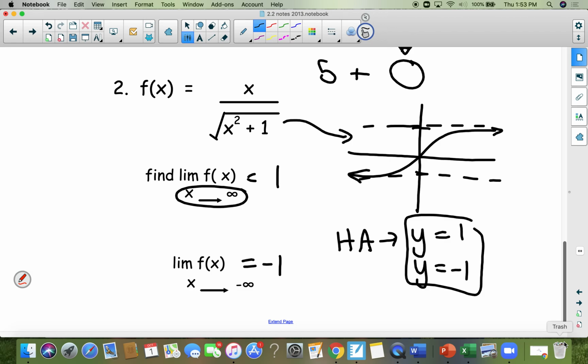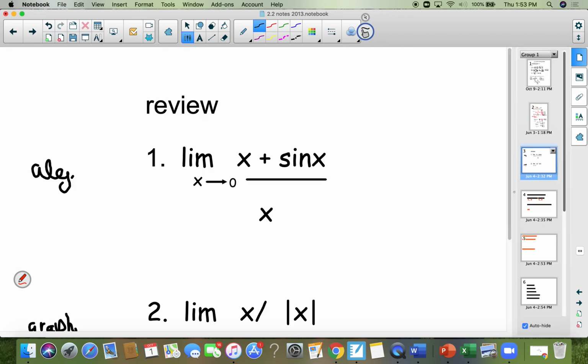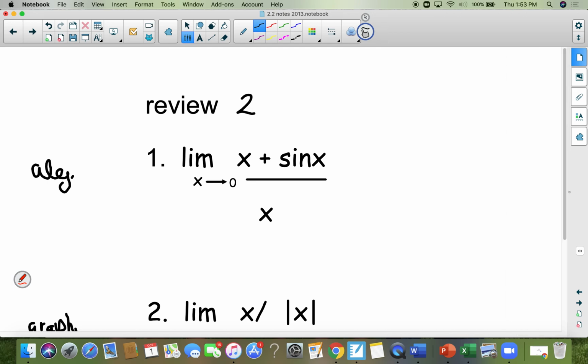Okay, now the next one, I think we just did this one. Just a review. Okay, so now this is from 2.1. I don't know why I'm throwing this in here, but I'm going back to 2.1. We have been studying as x is approaching infinity. Now we're going back to 2.1 and going back to x as x approaches 0.